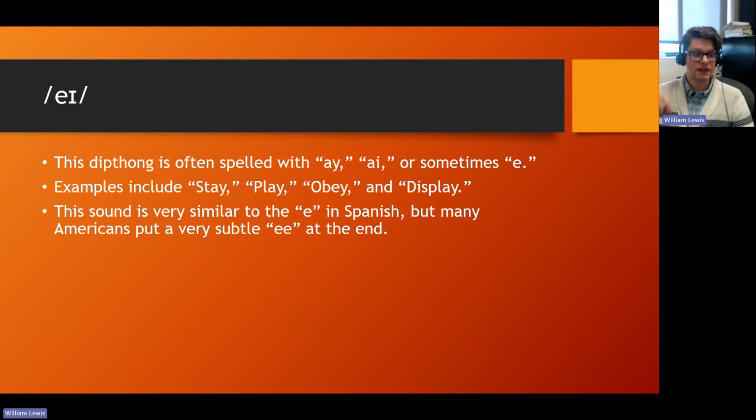But many Americans put a subtle E at the end of the sound. So it's not just A, it's A. So some Americans, depending on your accent, you won't say stay, you'll say stay. You can kind of hear the vowel drag out just a little bit. Instead of play, it's play. Instead of obey, it's obey. You can kind of hear the sound draw out a little bit. For example, I taught my dog to stay, play, and obey. If you listen closely, you can hear the A, that kind of trailing off at the end.